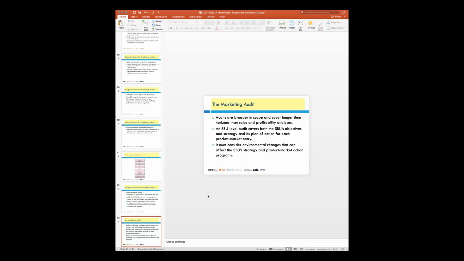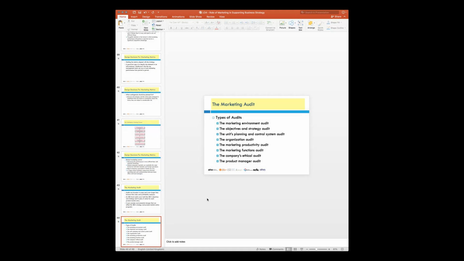This is where the audits come in helpful, because they help you to consider and do internal and external environmental analysis, and then give you advice and analysis in terms of what things have to change to ensure that you are able to meet the objectives set by the management.